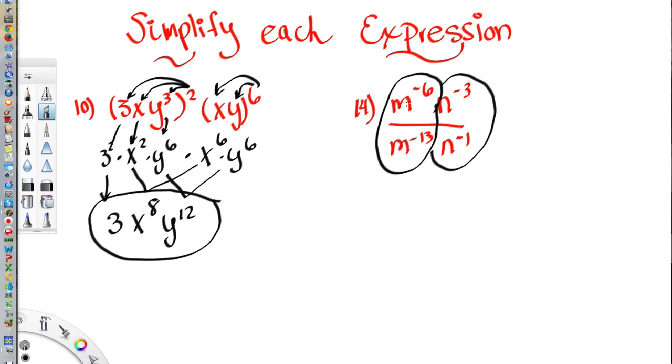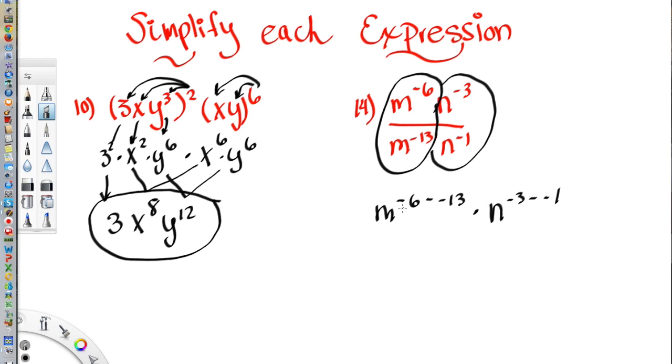I see, I have m to the negative 6th power divided by m to the negative 13th power, which I know is m to the negative 6th power minus a negative 13th power. Okay, when I divide an exponent by an exponent, I subtract the denominator's exponent from the numerator's exponent. So I have a negative 6 minus a negative 13, which a double negative is going to turn into a positive. And then over here, times n to the negative 3rd power minus the negative 1st power, which again is a double negative, so it's going to turn into a positive.